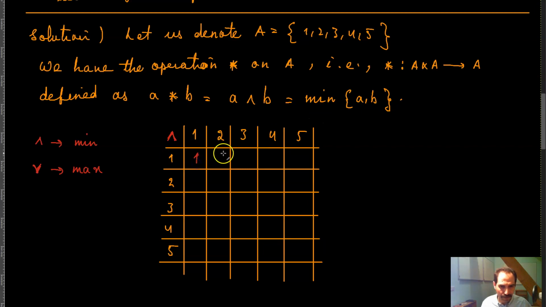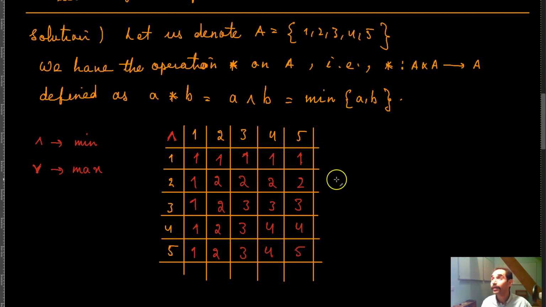The minimum would be 1, 1 and 2 is 1, 1 and 3 is 1, 1 and 4 is 1, 1 and 5 is 1. 2 and 1 would be 1, 2 and 2 would be 2, 2 and 3 is 2, 2 and 4 is 2, 2 and 5 is 2. 3 and 1 is 1, 3 and 2 is 2, 3 and 3 would be 3, 3 and 4 would be 3, 3 and 5 would be 3. 4 and 1 would be 1, 4 and 2 would be 2, 4 and 3 would be 3, 4 and 4 would be 4, 4 and 5 would be 4. 5 and 1 would be 1, 5 and 2 would be 2, 5 and 3 would be 3, 5 and 4 would be 4, and 5 and 5 would be 5. I suppose that is the solution here.